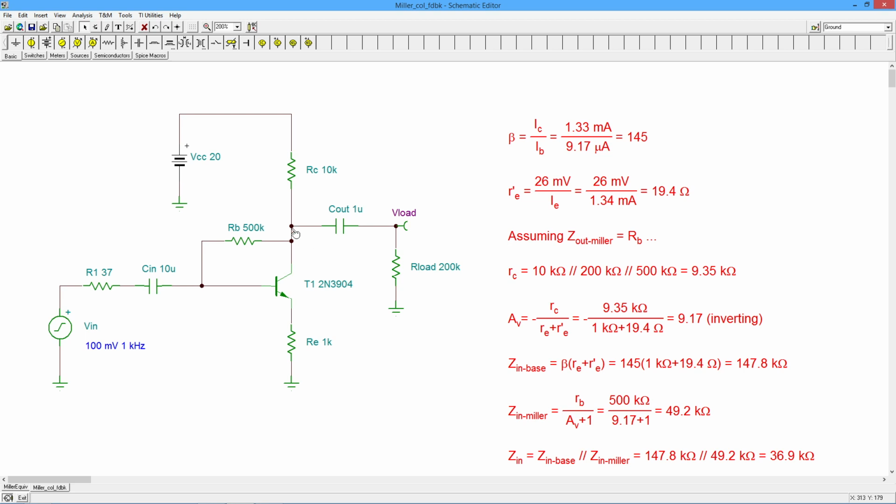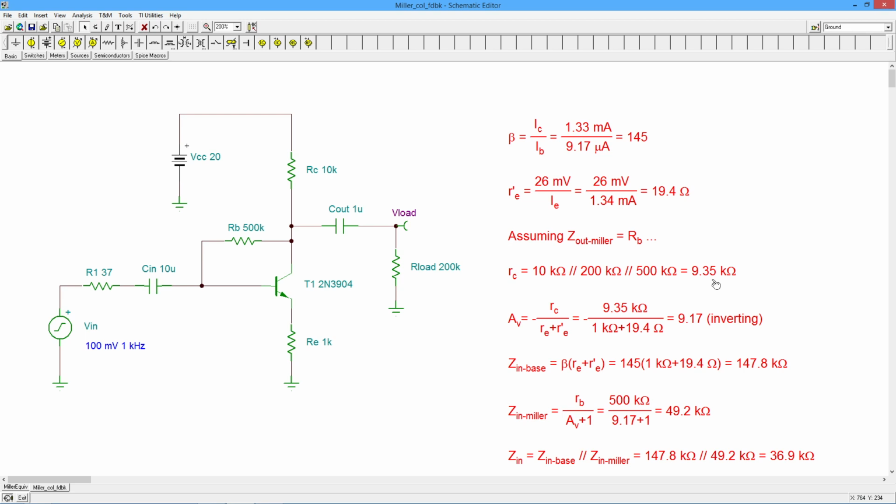In any case, our RC for the gain, as usual, will be the biasing resistor, 10K, in parallel with the load, which is 200K. And now we add in the extra 500K. This is actually Zout-Miller. We know it's a little bit less than this, but 500K is way bigger than the 10K. The 10K is going to be the dominant element in these three. You put them all in parallel, you get 9.35K. If this was really 480K, it's still going to be pretty close to 9.35K.